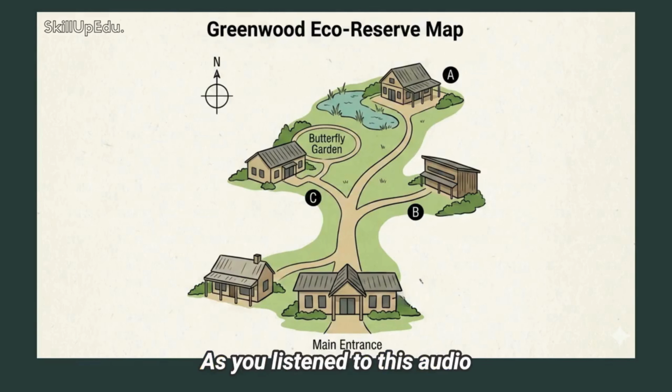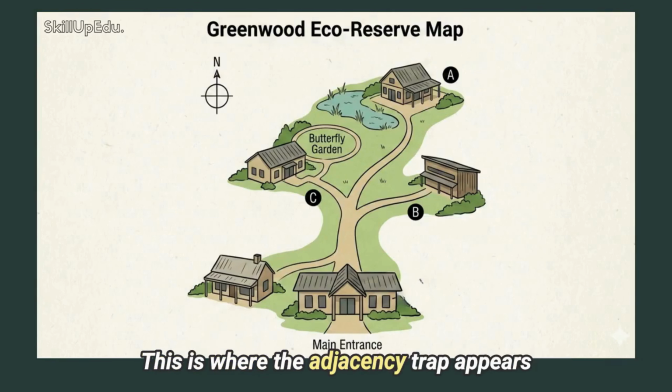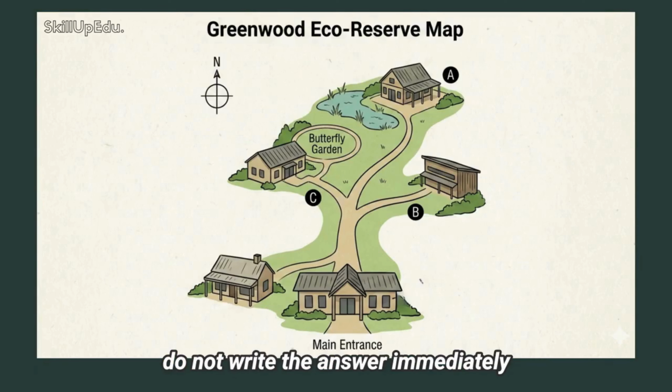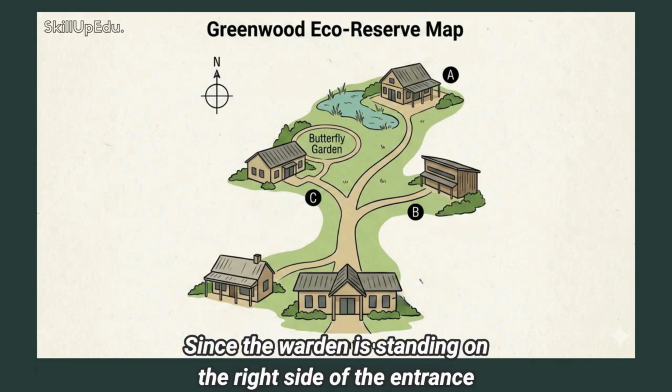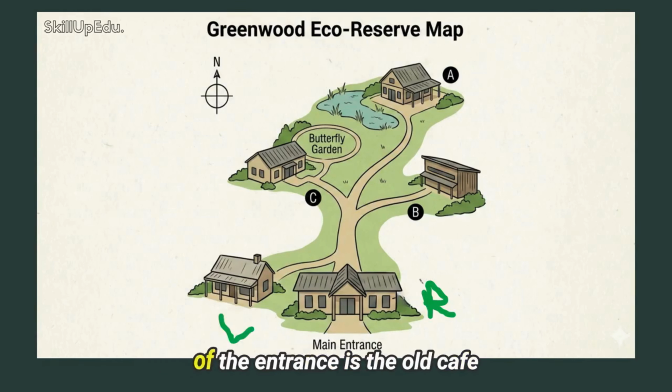As you listened to this audio, we were able to identify the location of the bistro. This is where the adjacency trap appears. When you hear the word café, do not write the answer immediately. Listen carefully. The warden says directly to your left. Since the warden is standing on the right side of the entrance, this means the building on the left side of the entrance is the old café.